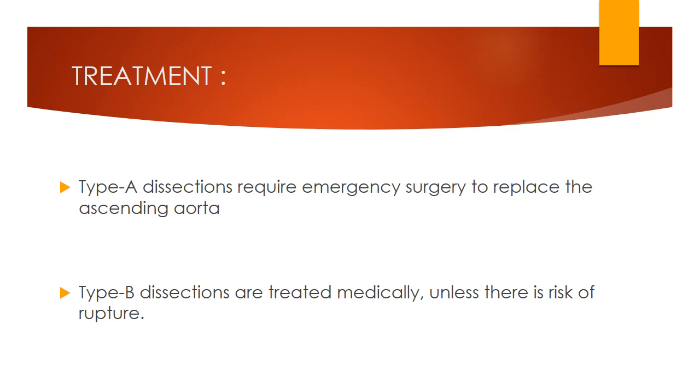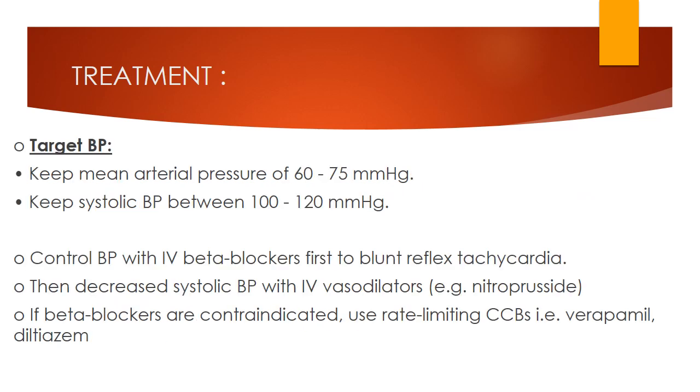Type A aortic dissections require emergency surgery to replace the ascending aorta, whereas type B dissections are treated medically unless there is a risk of rupture. It is also important to optimize the blood pressure. We have to keep mean arterial pressure at 60 to 75 mm of mercury and systolic blood pressure between 100 to 120 mm of mercury.